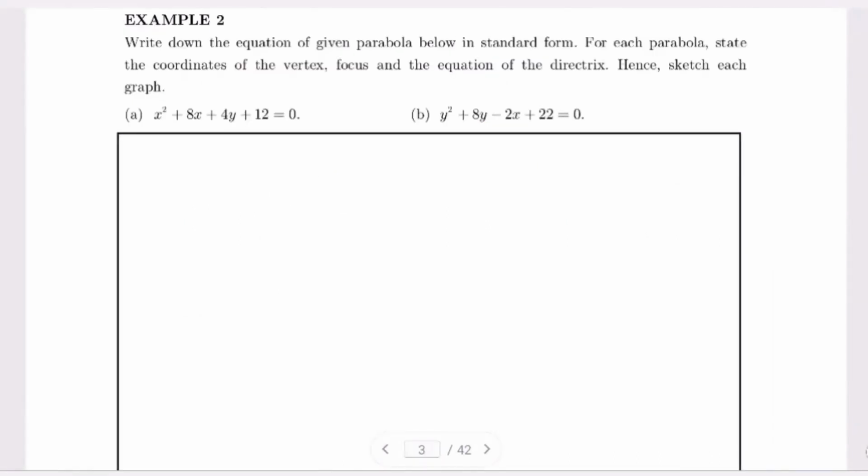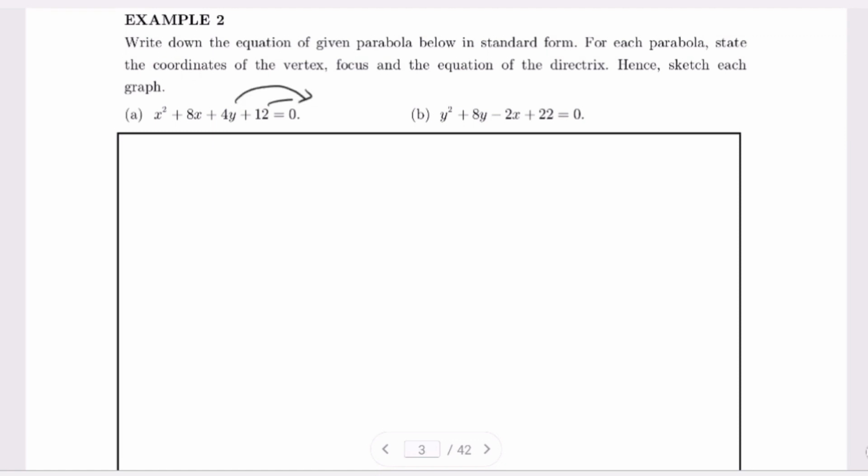For example 2, you need to write down the equation of the given parabola in standard form, and you have to state the coordinates of the vertex, focus, and equation of the directrix, and hence sketch the graph. Okay, for the first one, the question is x squared plus 8x plus 4y plus 12 equals 0.